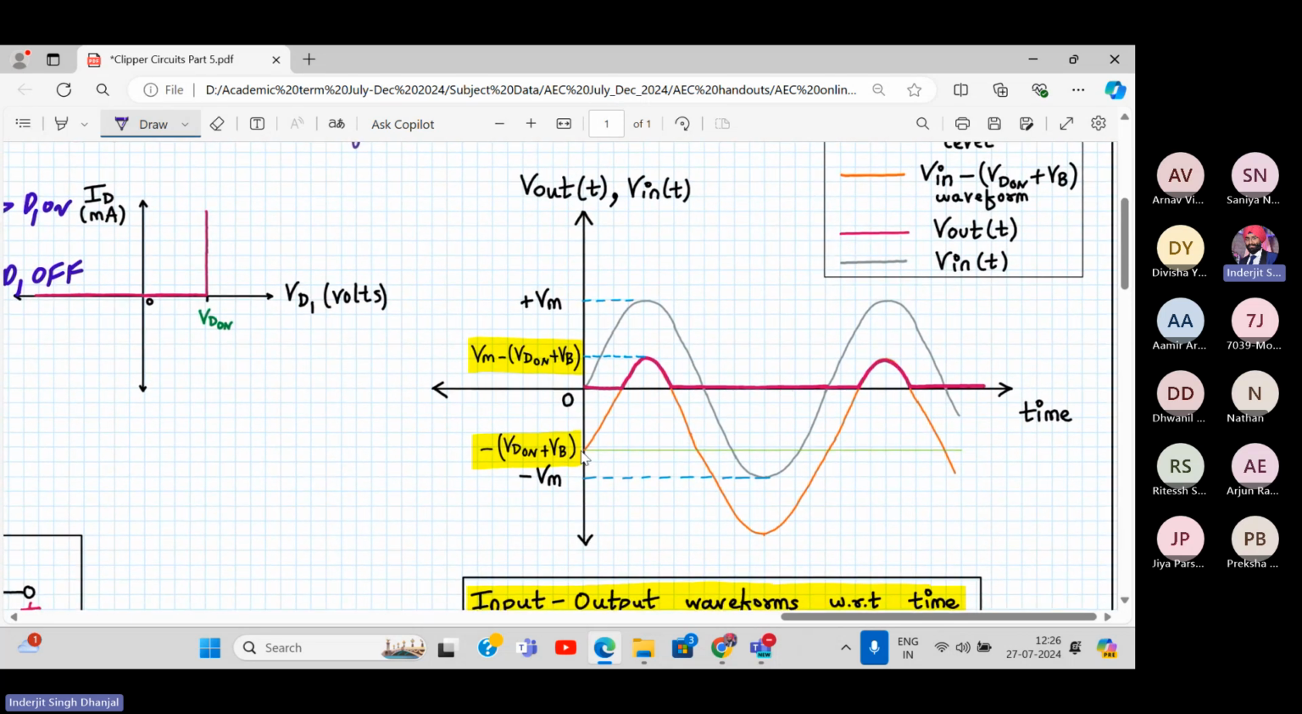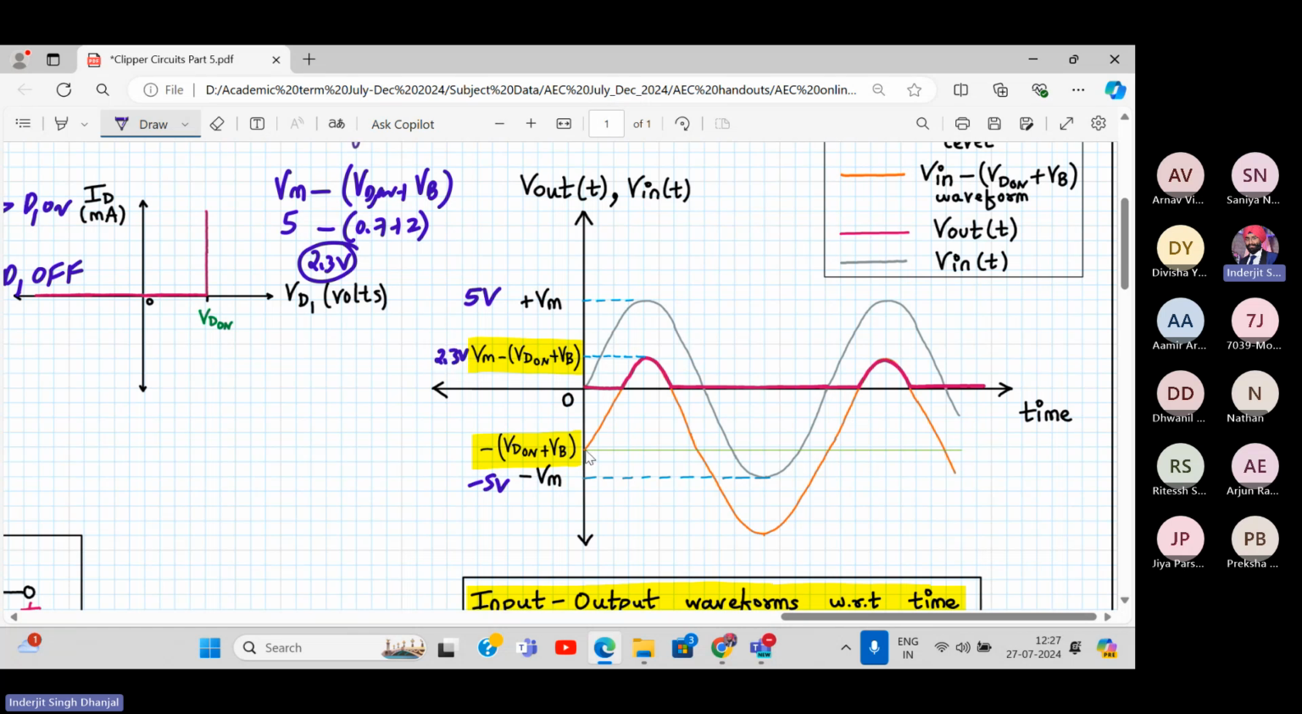Okay. So what is the first thing you draw? First thing you draw is this V in line. Then what will you draw next? V in minus VD on plus VB line. So let's say this VM is around 5 volt. This is around minus 5 volt. What is VM minus VD on plus VB? Can you tell me? This is VM, right? So it will be VM minus VD on plus VB. Let's put some numbers. 5 minus 0.7 plus 2. So 5 minus 2.7, how much is it? 2.3. So that's why this level is 2.3.